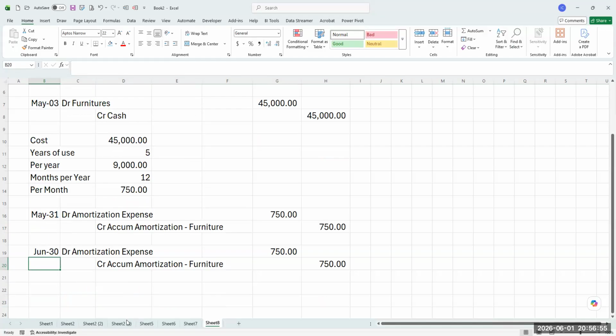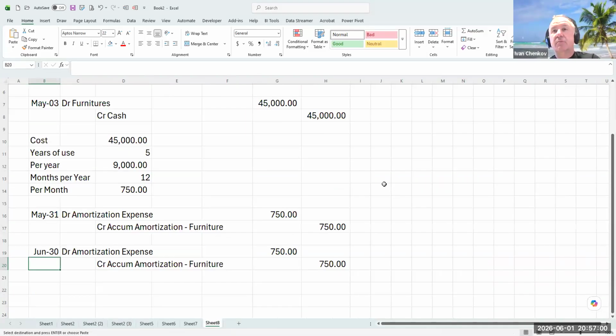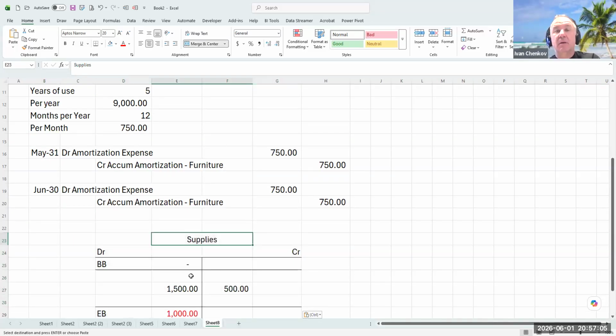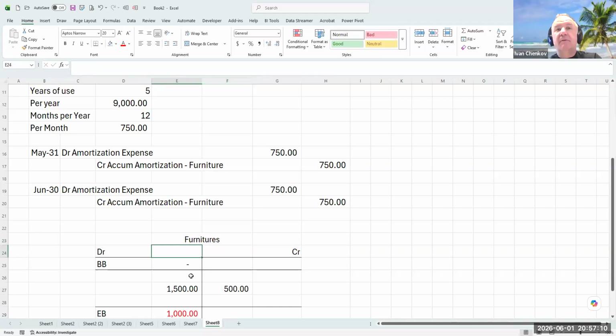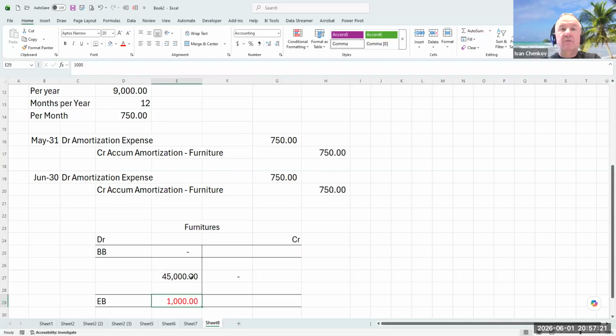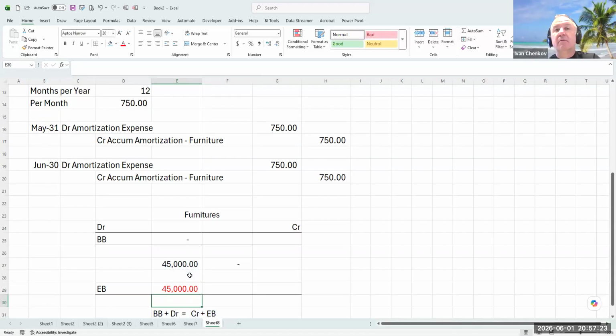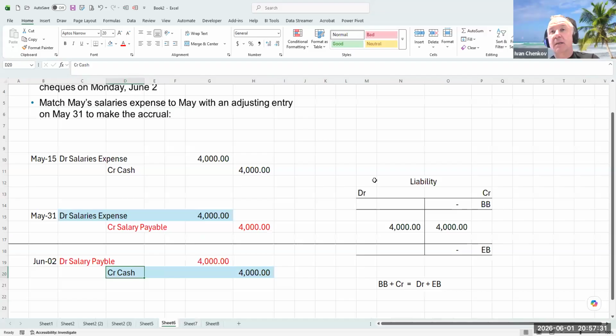Now, in the meantime, I'm going to keep track of two accounts. The first account will be related to the asset, and it's going to be furnitures. In that furnitures account, my beginning balance was 0. Then I purchased furnitures for 45,000, and that's all. I'm going to keep track of this account. My ending balance will be 45,000.